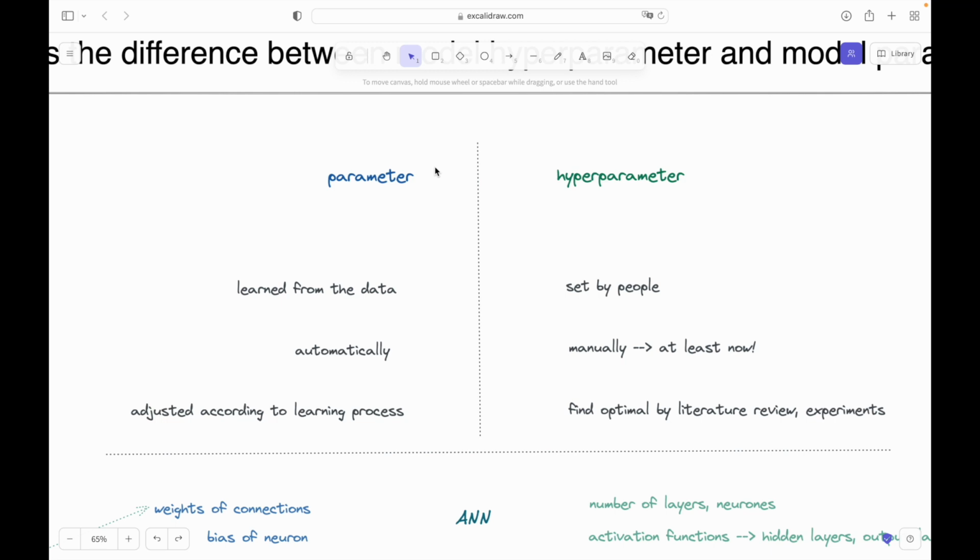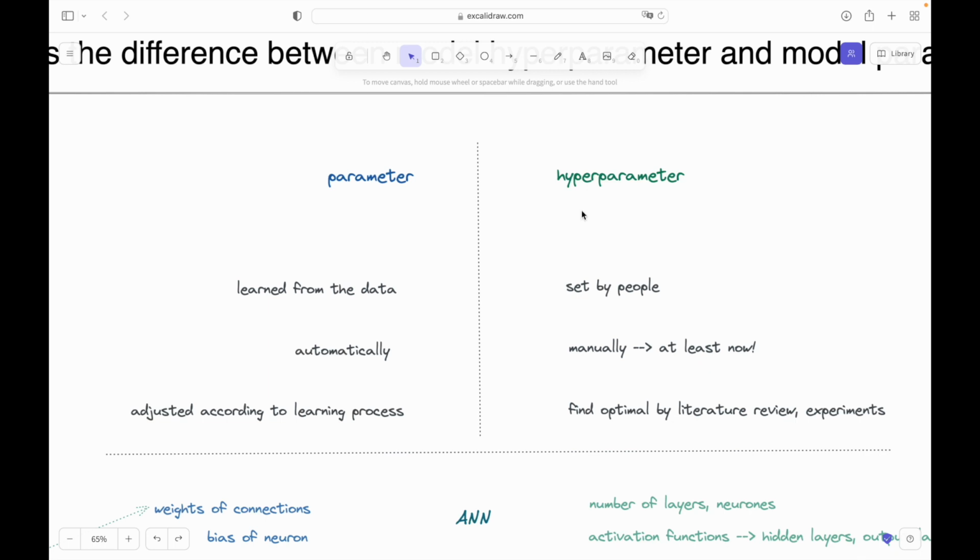The parameters of the model will be learned from data automatically by the model. However, hyperparameters are set by people manually, at least for now. There is some research to set these hyperparameter values automatically, but now they are manually set by people. The model will adjust the parameter values iteration by iteration during the learning phase, and it will find the best values to minimize the error, to increase the success.